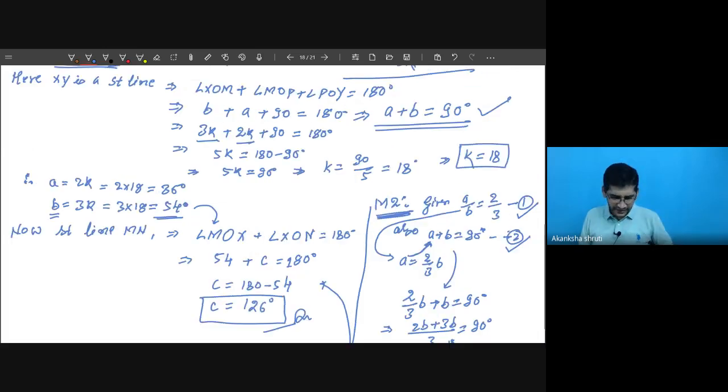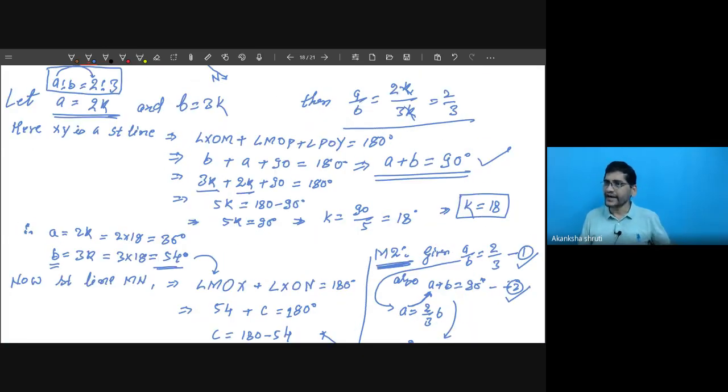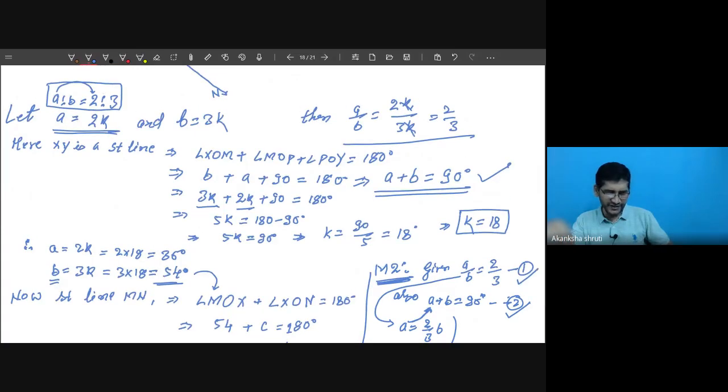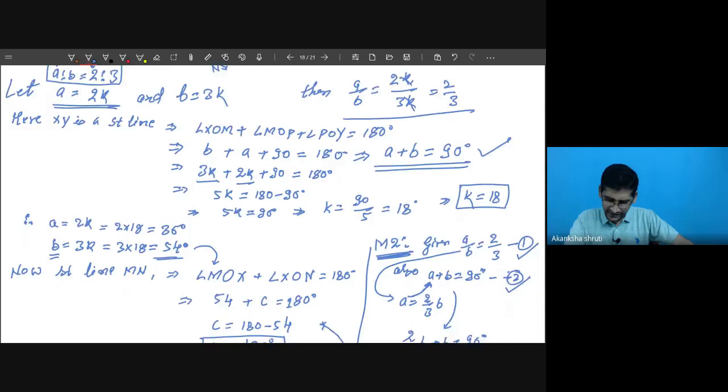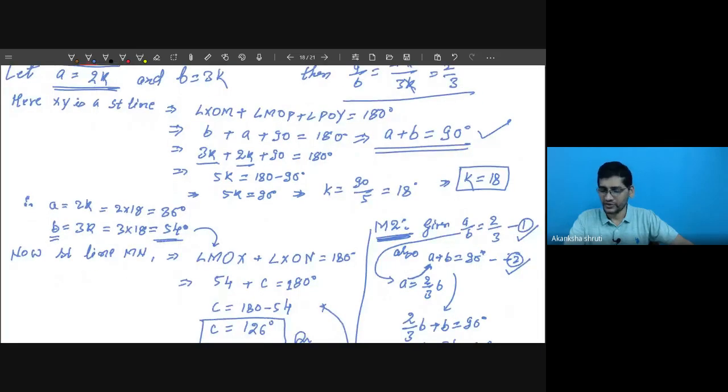But what about the general method I had explained? It is very much useful. It is not only useful here, but it is useful in quadrilaterals and many more places. So always keep the habit that if a ratio is given, you assume it in terms of K, then apply the condition, calculate the value of K, then calculate A and B, then calculate the other unknown.